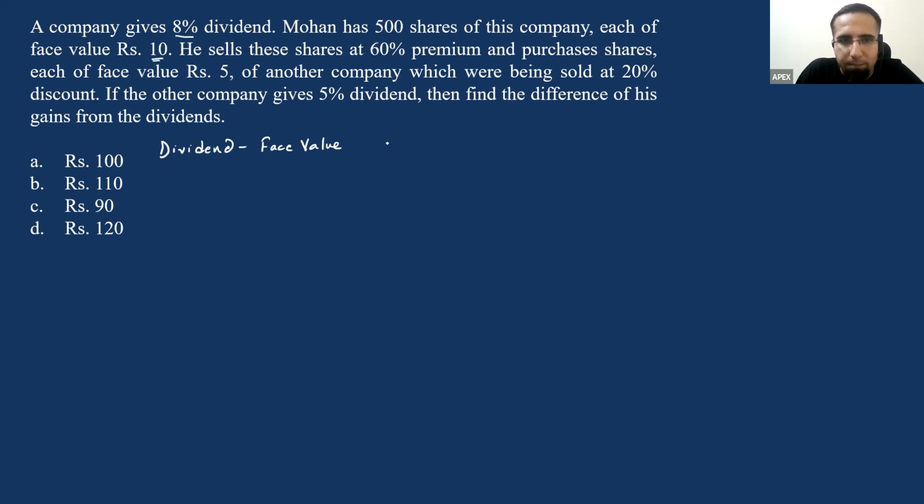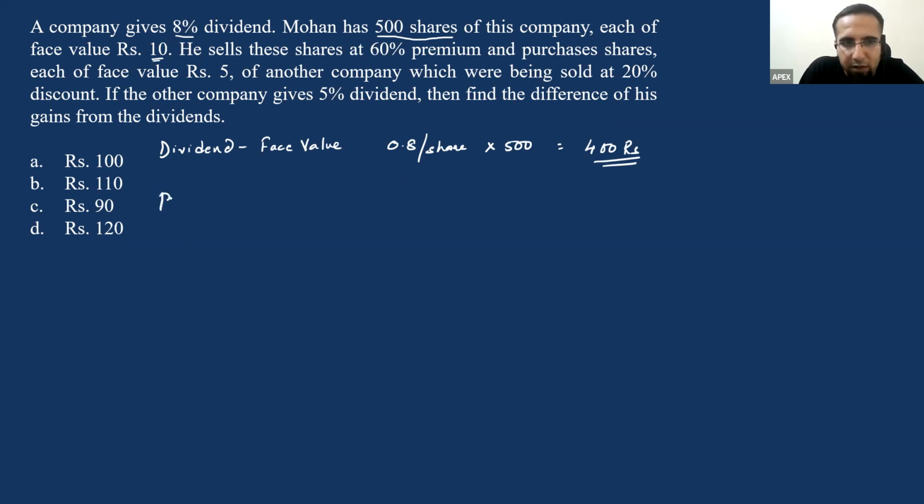So the company gives 0.8 rupees as a dividend per share. Now, this guy Mohan owns 500 shares of this company. So therefore, the total dividend here becomes 0.8 into 500, which will be 400 rupees is the total dividend that Mohan gets. Now, he sells these shares at 60% premium.